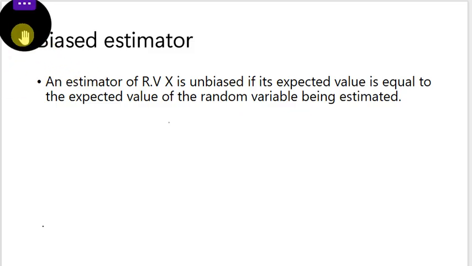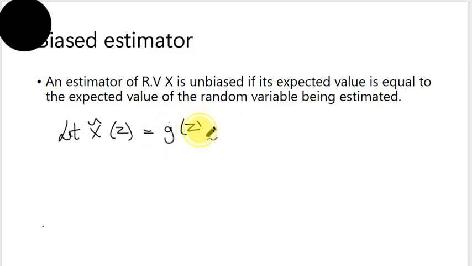So, we start with a biased estimator. What is a biased estimator? An estimator of a random variable x is biased if its expected value is not equal to the expected value of the random variable that is being estimated. So let me consider x tilde of z equal to g of z. Let my x tilde be an estimator for my random variable capital X.